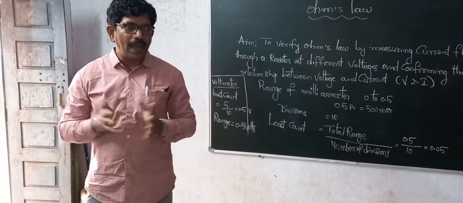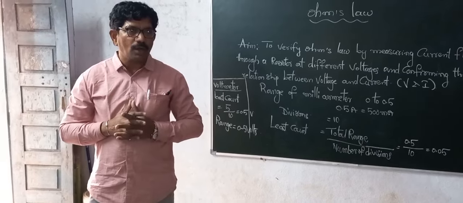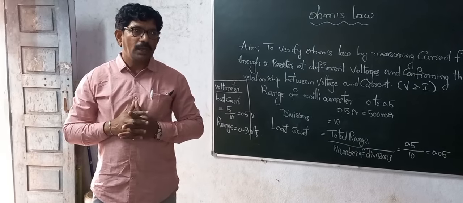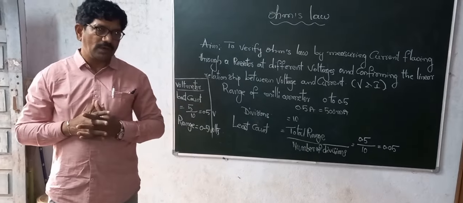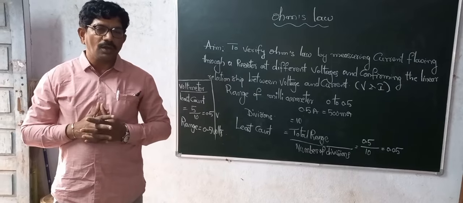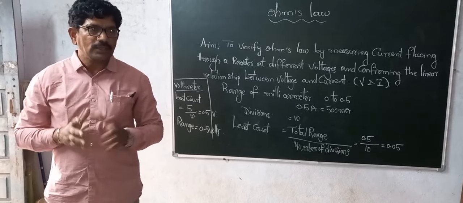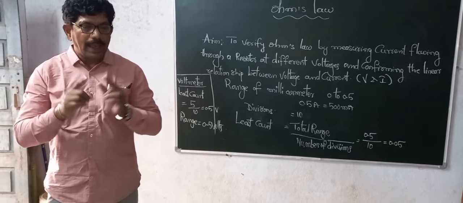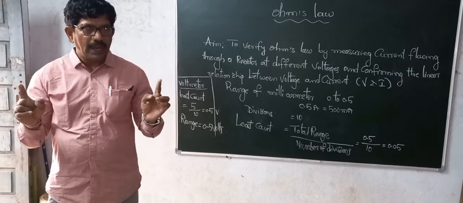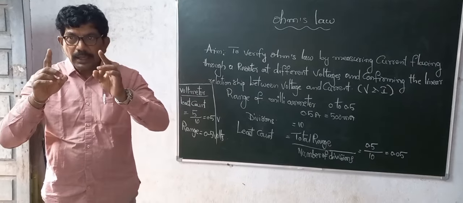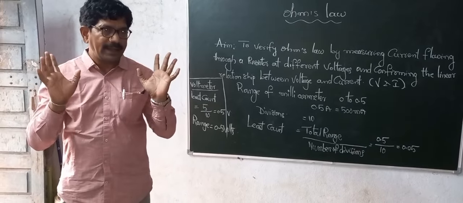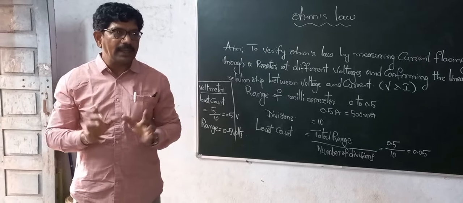In this session, we are going to verify Ohm's law using Ohm's law apparatus. Ohm's law states that electric current through a conductor is directly proportional to the voltage across it. Means, if you increase the voltage, the current also increases. If you decrease the voltage, the current also decreases across the conductor.